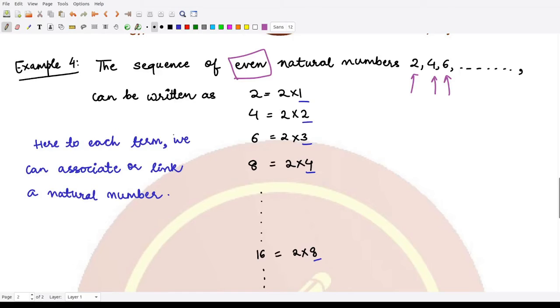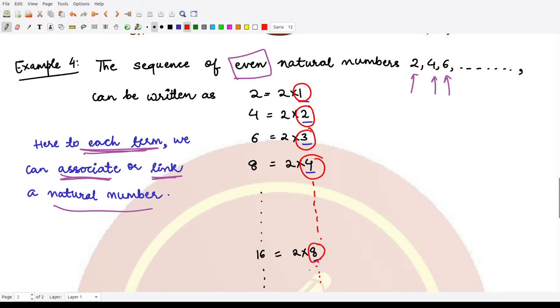So what we are doing here is, for each term, we are linking a natural number to it. If you see, we have the number 1, the number 2, the number 3, the number 4, and we keep on going like this, up to the number 8, and so on, for each term of our sequence. So this is an example of even natural numbers which form a sequence.